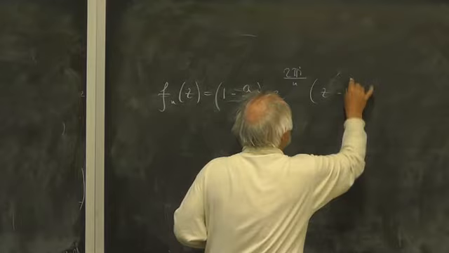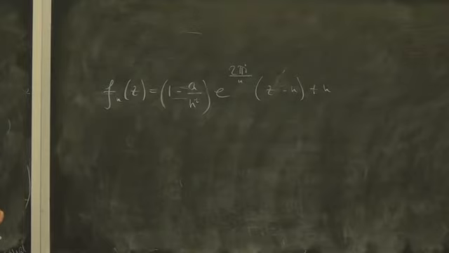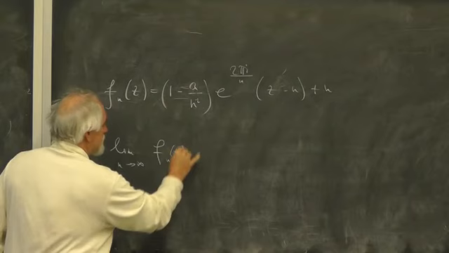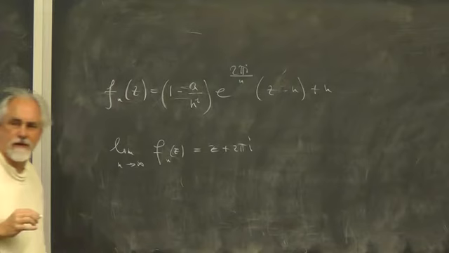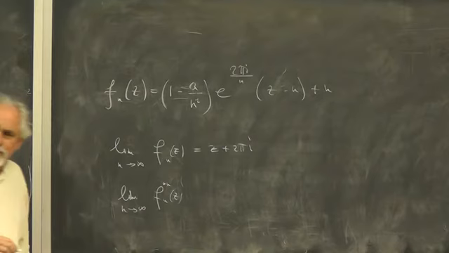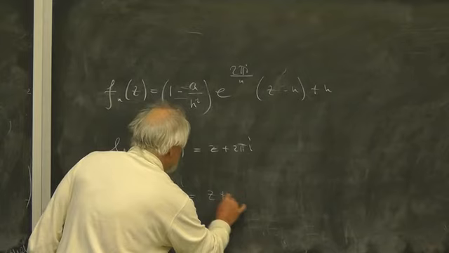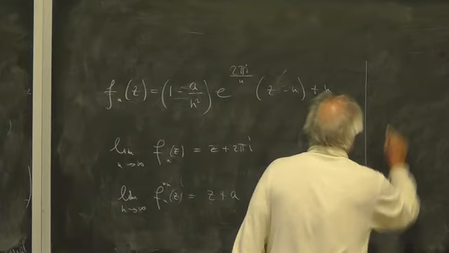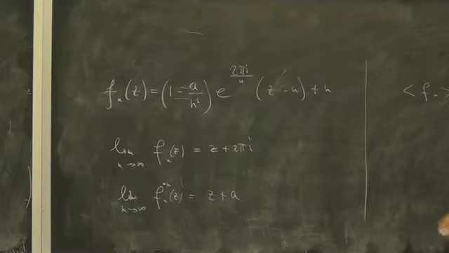And I invite you to observe the two following things. These are good things for first year calculus. The limit as n goes to infinity of f sub n of z is equal to z plus 2 pi i. But the limit as n goes to infinity of f sub n of z iterated n times, which is still a first degree polynomial, is equal to z plus n. And the point about this is that if you look at the group generated by the single generator f sub n, the limit of these groups is not a group with a single generator, it's a group with two generators.